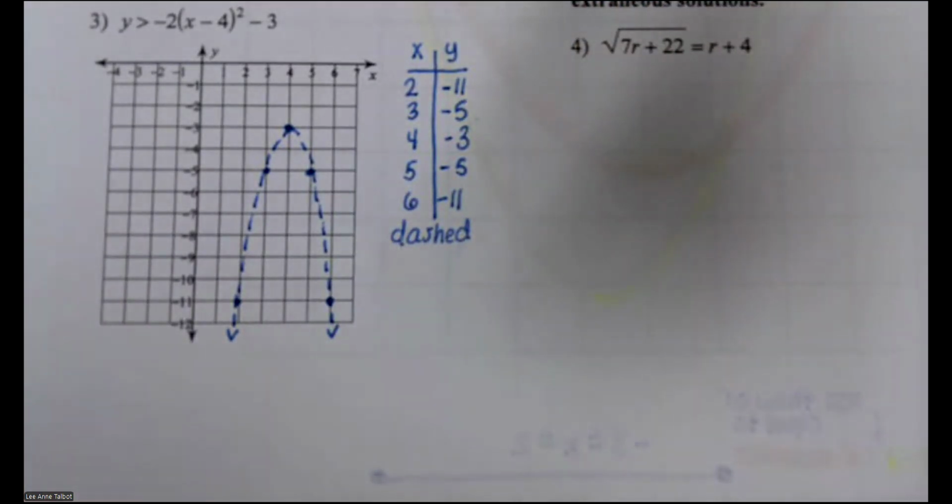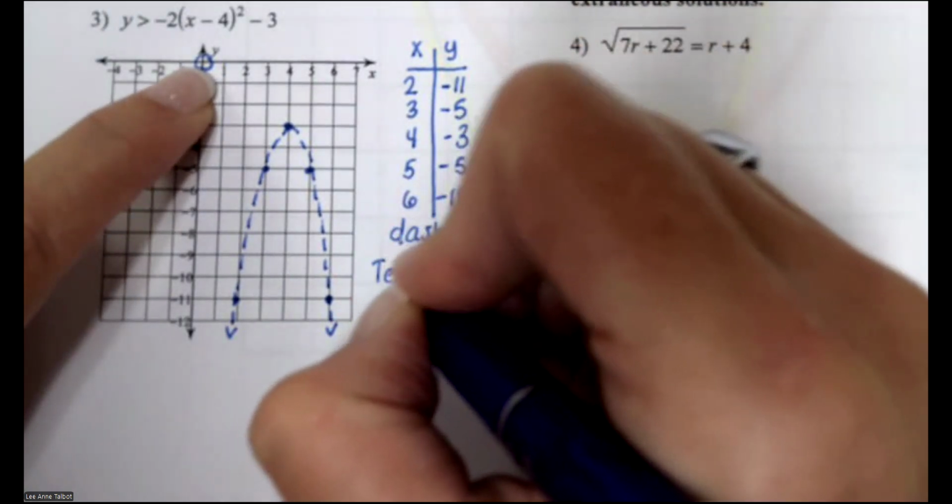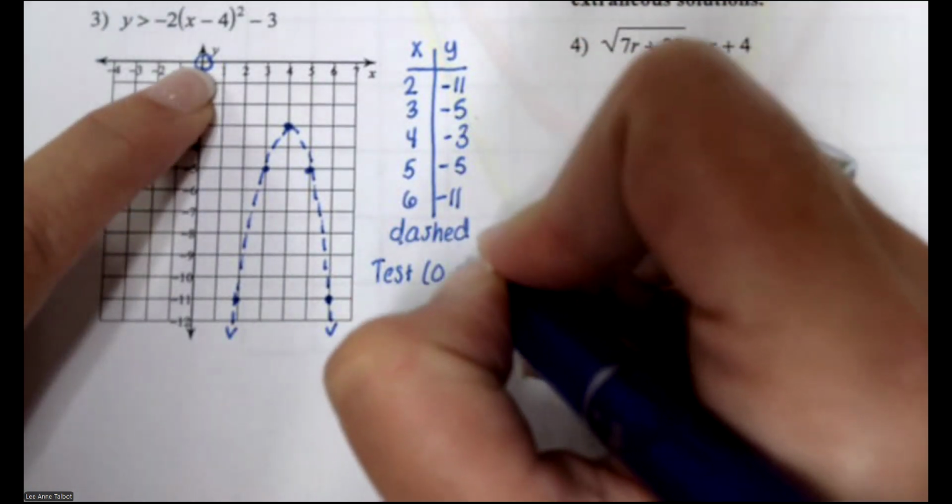Is (0, 0) okay to use to test? And let me ask you a different way. Is (0, 0) on my parabola? No. So it is okay to test. I'm going to put a little circle just to indicate a visual of where it is. It is outside the parabola.